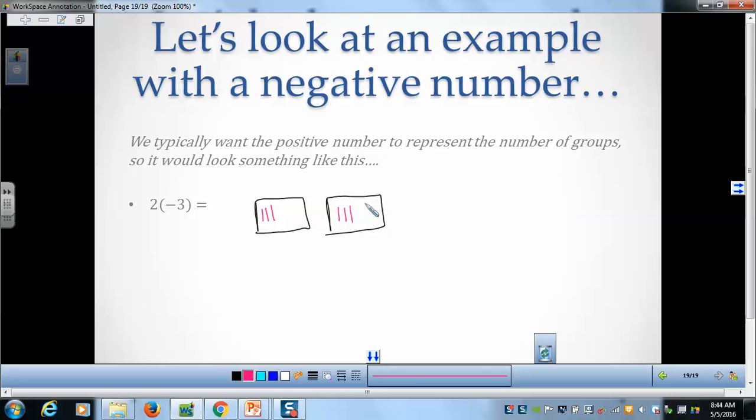Now notice what happens. All I have are red numbers. All I have are negative numbers. And how many negative numbers do I have? 1, 2, 3, 4, 5, 6. I have negative 6 for my answer.